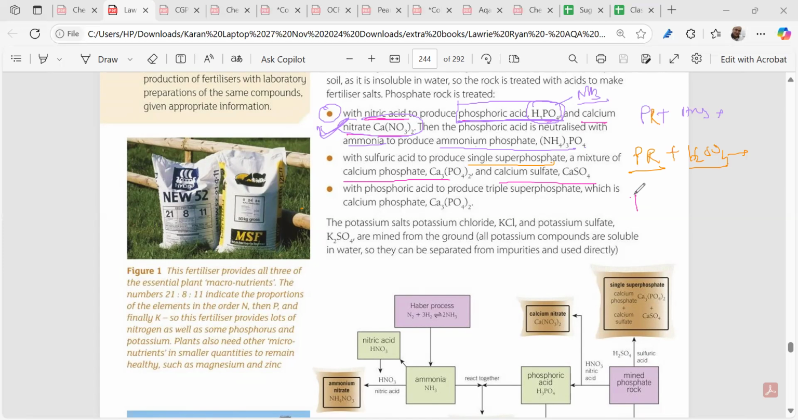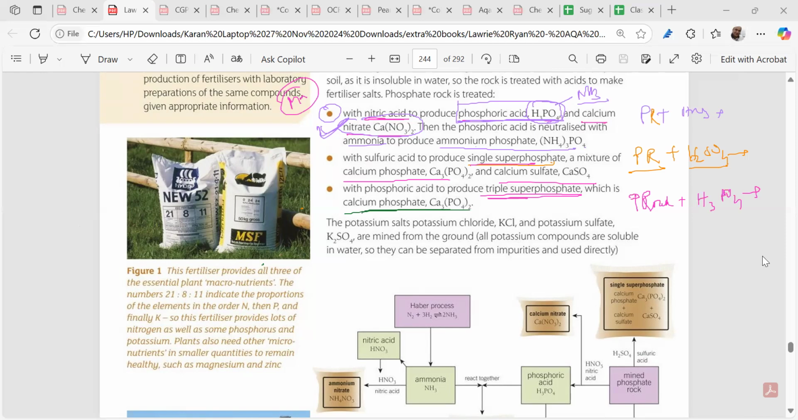Next, the third part. We take the phosphate rock, we add phosphoric acid, H3PO4, right? When we add phosphoric acid, we get triple superphosphate. Underline this bit, right? You have to memorize this. We get triple superphosphate. In the triple superphosphate, we are getting what? We are getting calcium phosphate over here, right? This is triple superphosphate, right?